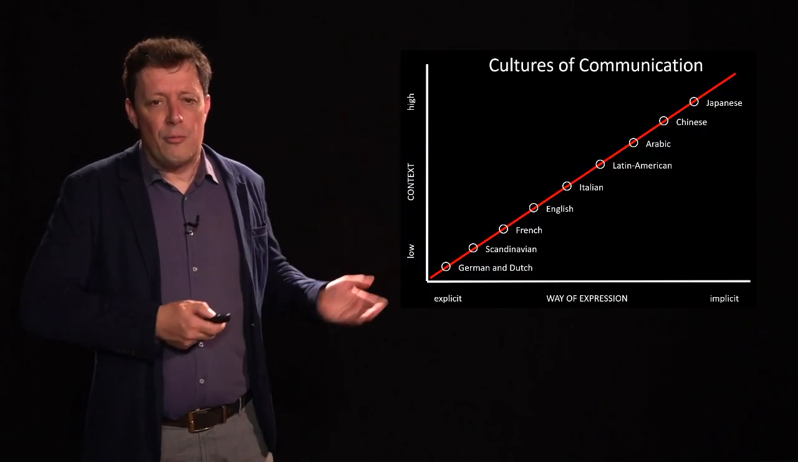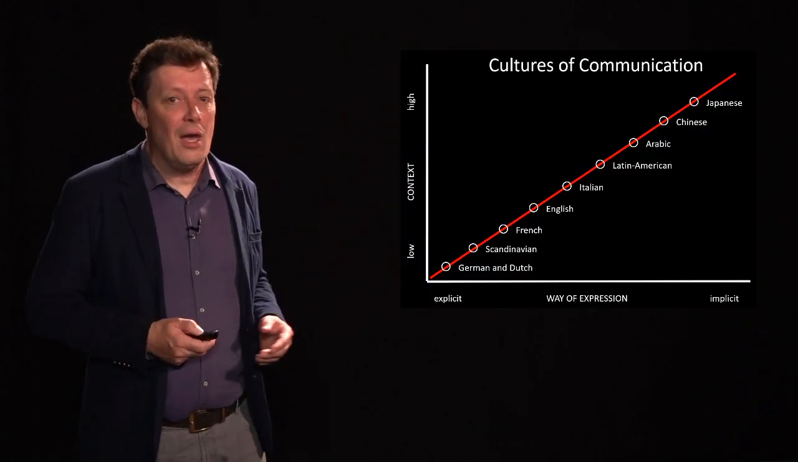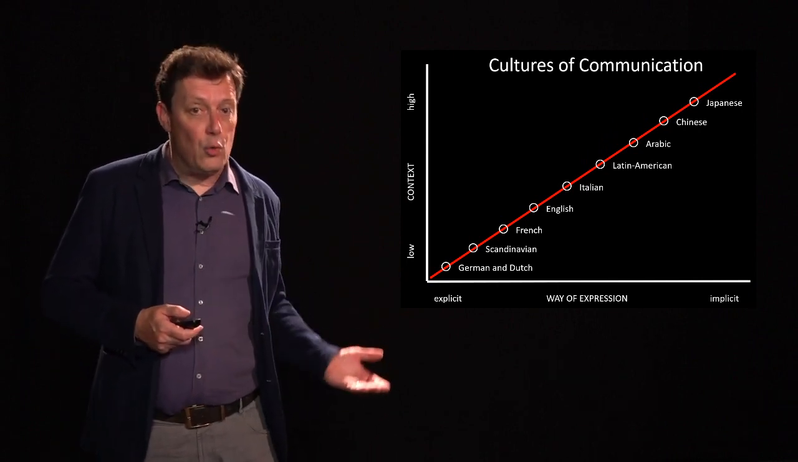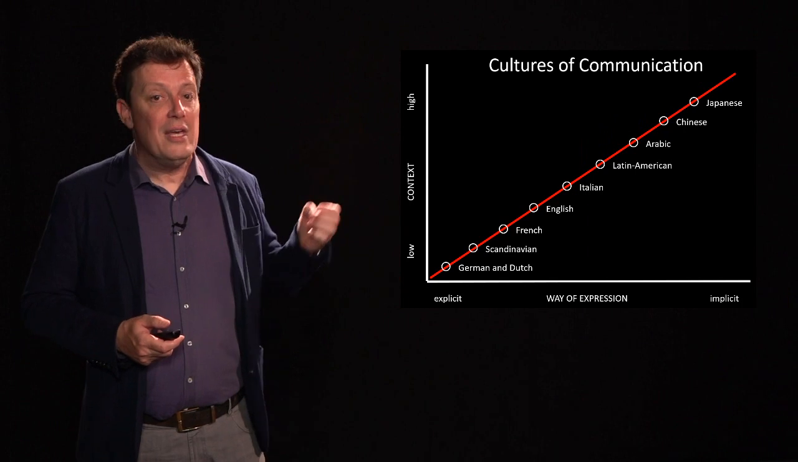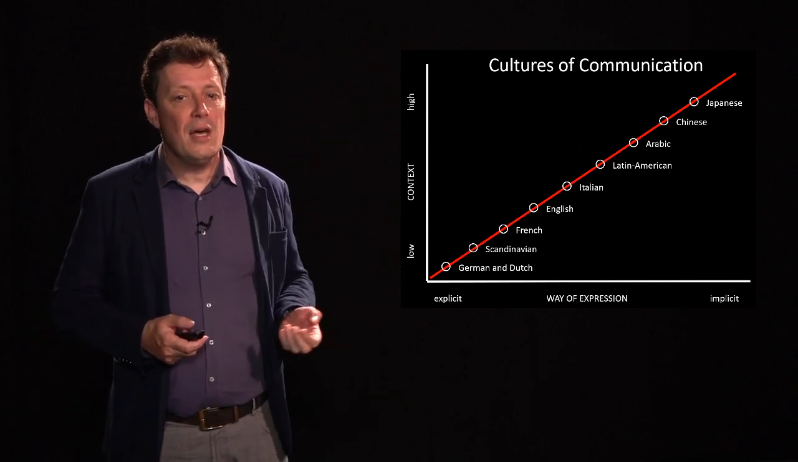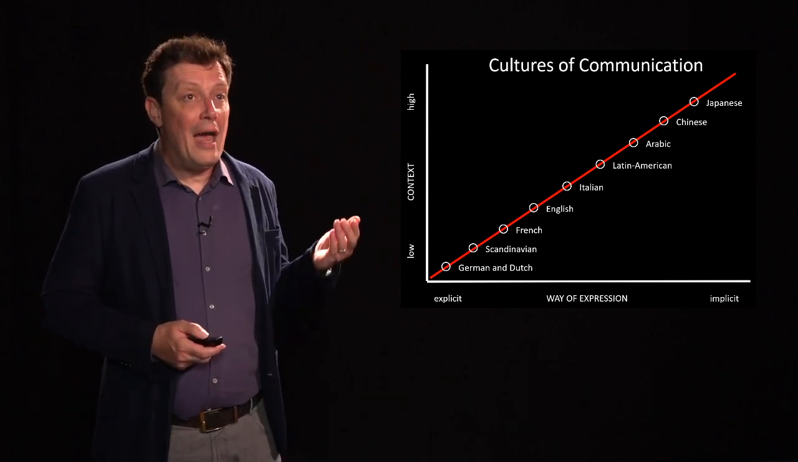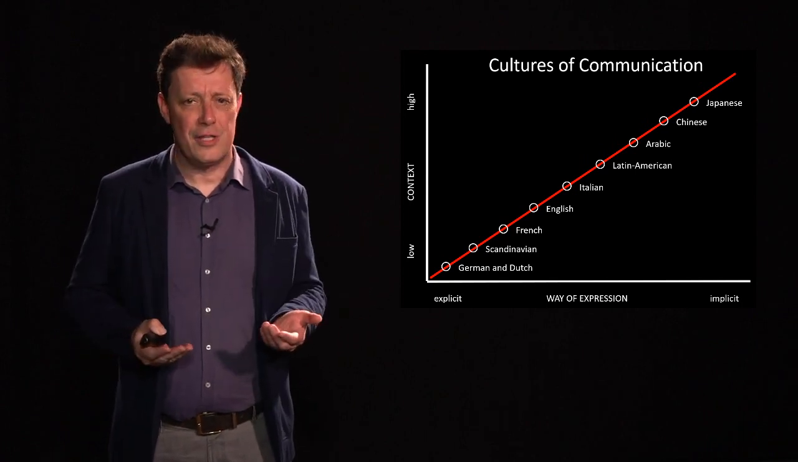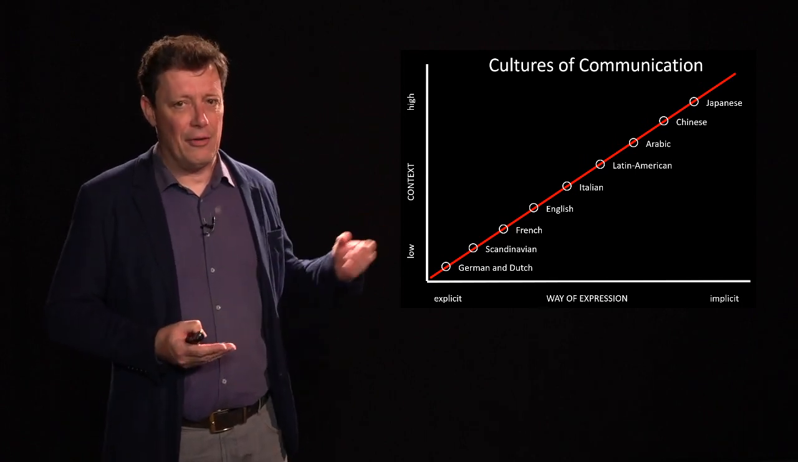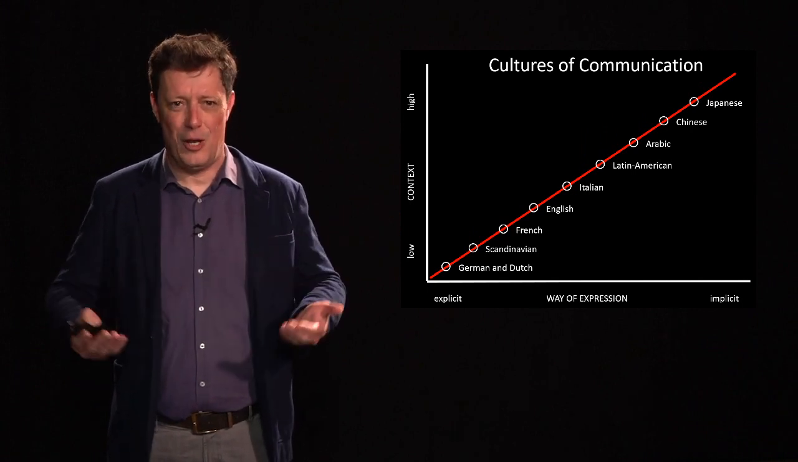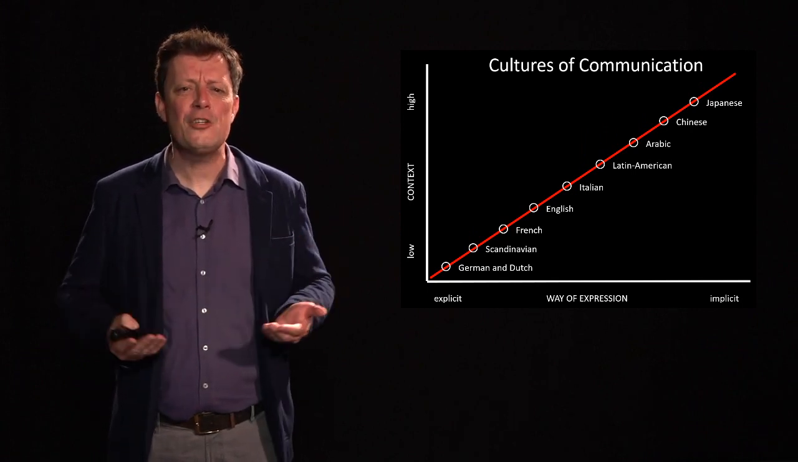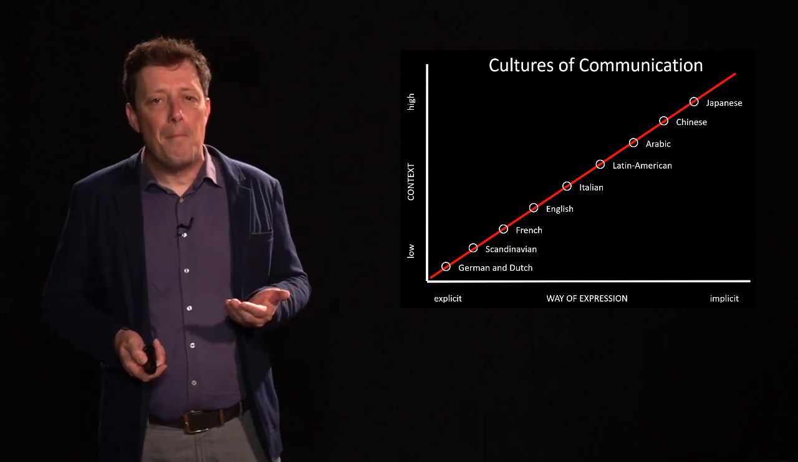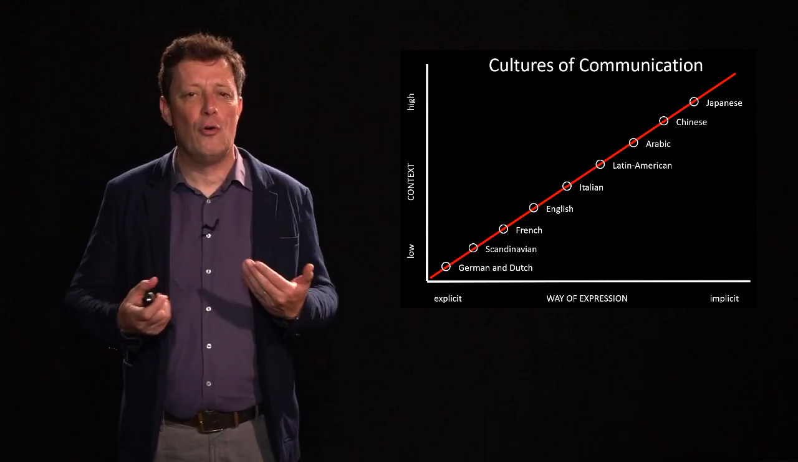On this graph, we can find context on the y-axis, for example increasing from low to high context. On the x-axis, you will find the expression from explicit to implicit. The communication cultures are listed on our graph according to their context and expression. In English, in comparison to German, we already find a often much more indirect form of expression.